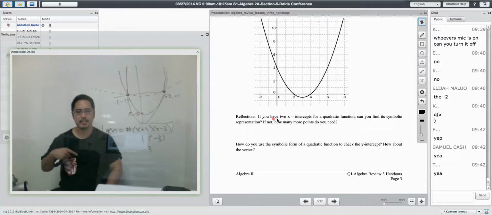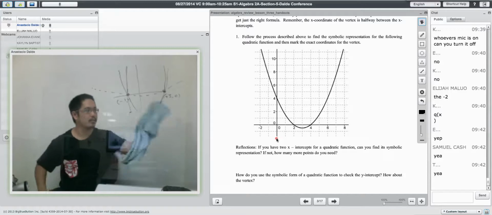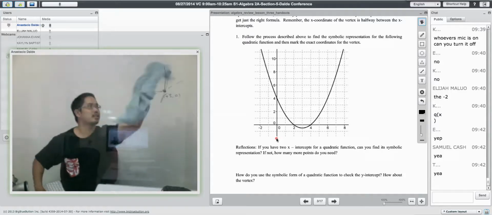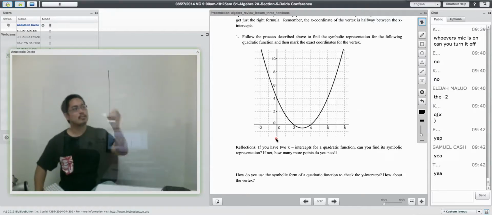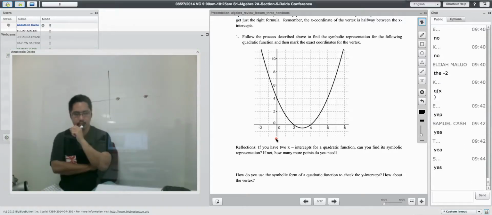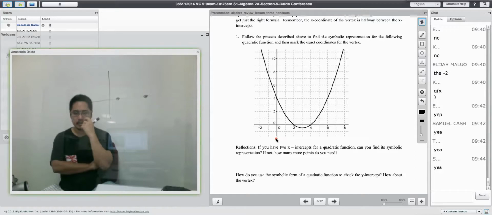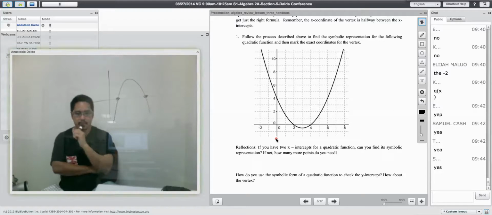All right. Reflections. If you have two x-intercepts for a quadratic, you can find its symbolic representation. Or yeah, if you have just the x-intercepts of a parabola, can you find the equation? That's my question. If I told you, all right, now draw the parabola that goes through this point and this point. Okay, Sam says yes. I'm going to draw the parabola Sam is thinking of. Sam, is that the parabola you're thinking of?